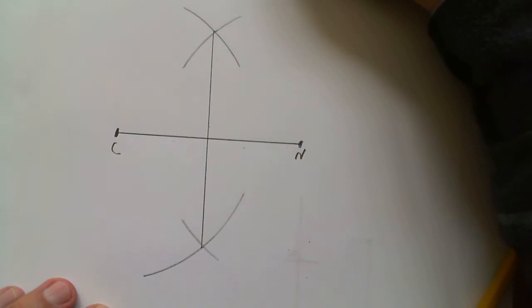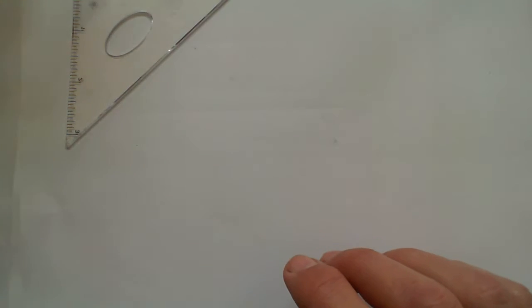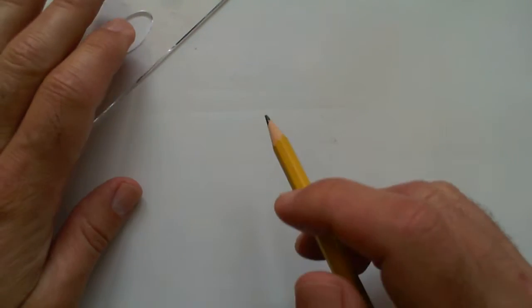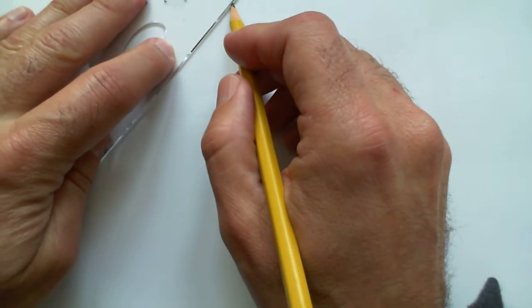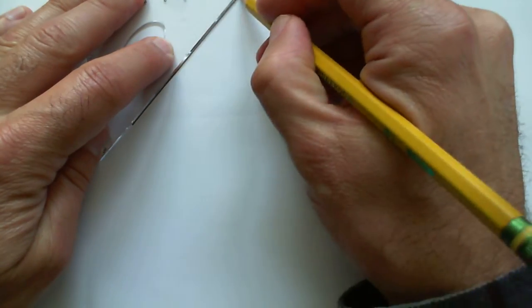Make it yourself. You've got to do this yourself. Don't just watch the video. You have to try this yourself. Get out your straight edge and your compass. Okay, all right. Next, what I'd like you to do is just make an angle, make any angle.